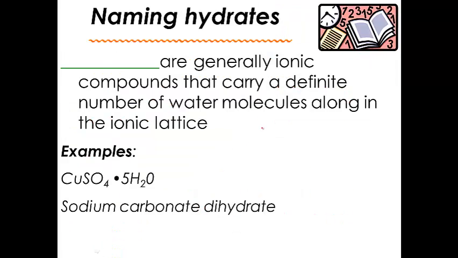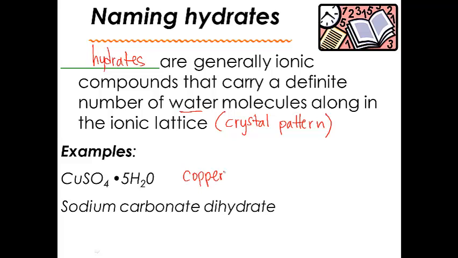Lastly, we're going to look at something called hydrates. Hydrates are compounds that have water molecules tucked along inside of the ionic lattice, which is the crystal pattern. In this example, we have this substance, copper 2 sulfate, and it's got 5 waters. So that's how we write it. Copper 2 sulfate, and the 5 is the prefix penta, hydrate.